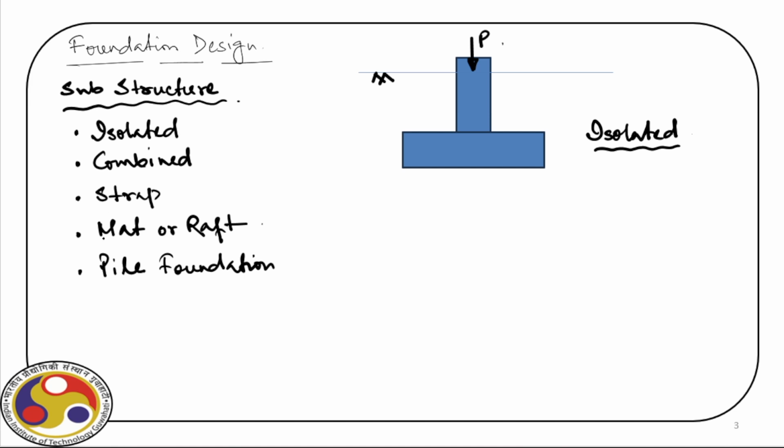Now, these options, what you can see on your screen, they can be divided into two major groups. The one marked above this dotted line, they are called shallow foundation. While the pile foundation, which goes to the deeper strata, is called a deep foundation. Now, how do you decide which type of foundation we are going to use for a particular site? It all depends upon the bearing capacity of soil.